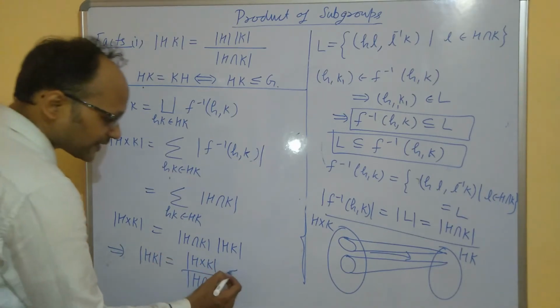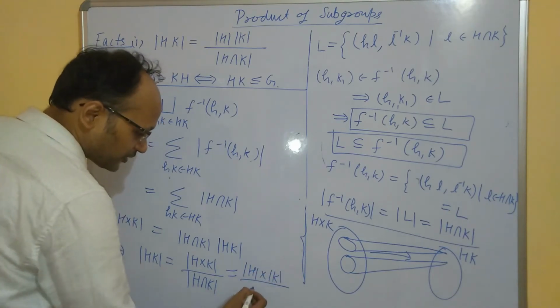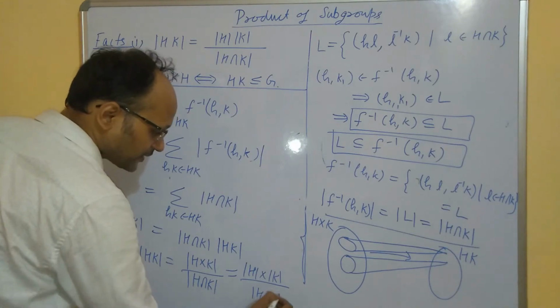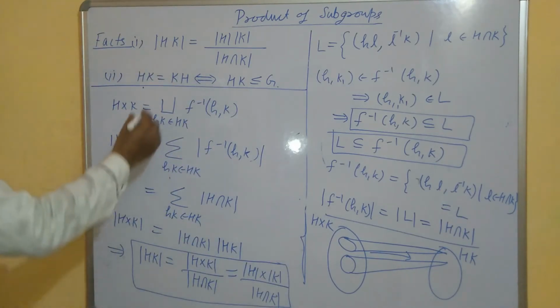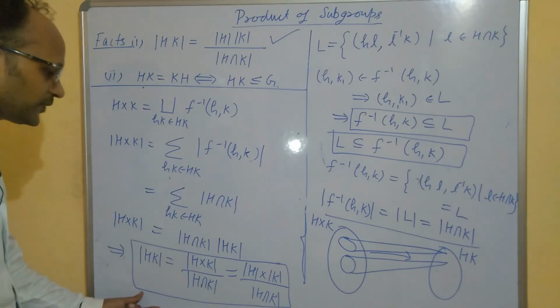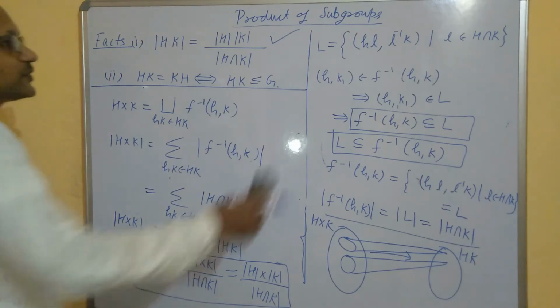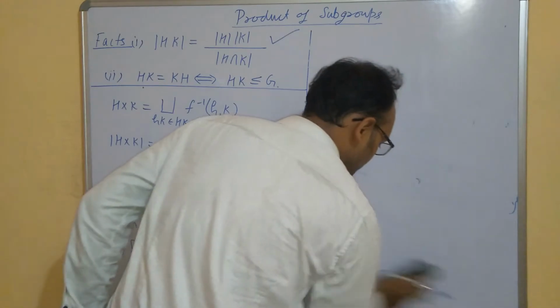But the order of H cross K, as we know, is the order of H into the order of K upon the order of H intersection K. So this is the formula. So we prove, or we observe this fact, that the order of HK will be the order of H into the order of K upon the order of H intersection K. Okay, so now come to fact number 2, or observation number 2.